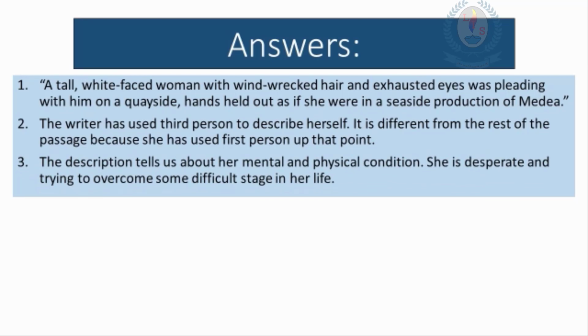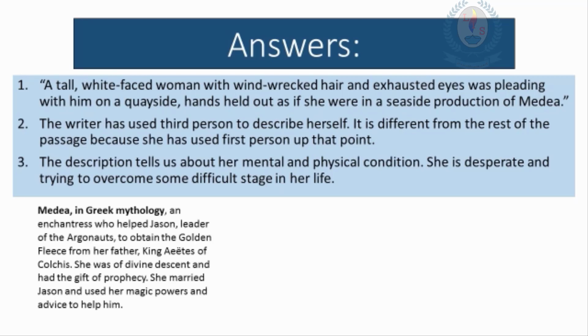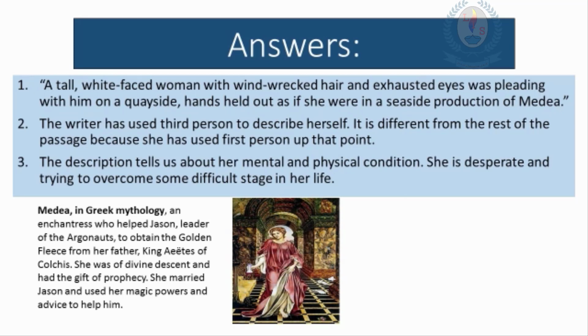The writer has used third person to describe herself. It is different from the rest of the passage because she has used first person up to that point. The description tells us about her mental and physical condition. She is desperate and trying to overcome some difficult stage in her life. Here I have given you some additional idea.